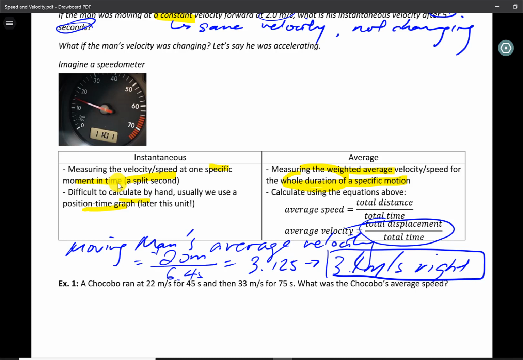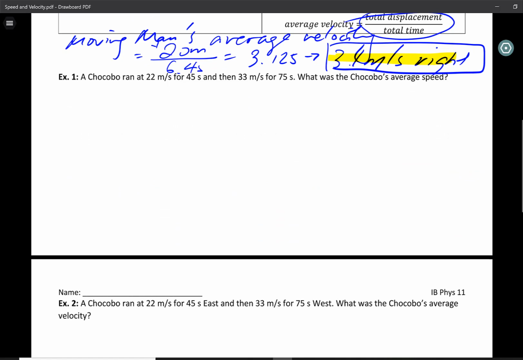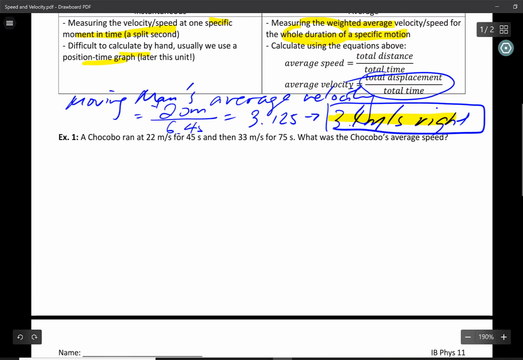Okay, so that's how you would find the average velocity. You look at the whole duration of the motion. With that, let's try an example. So I will do example 1, and I will give you a chance to try example 2.